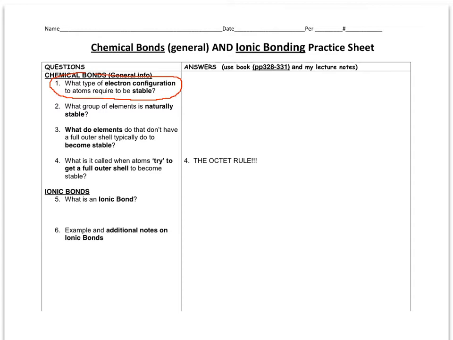What electron configuration do atoms require to be stable? It's kind of a review actually. As we've talked about in class before, basically they want to have full outer shells, and that makes atoms stable. Helium, for example, has a full outer shell. All the noble gases have a full outer shell in row 8.